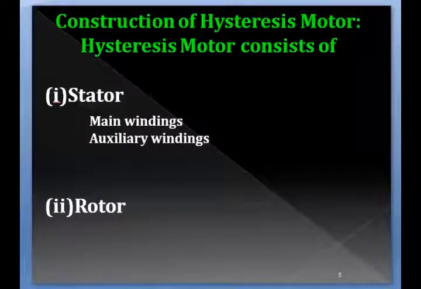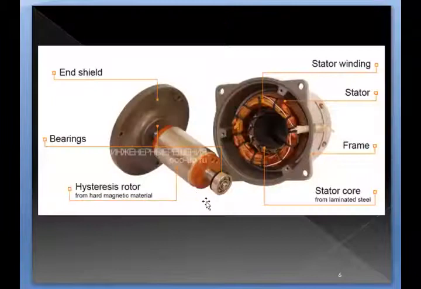It consists mainly of a stator and rotor. Stator has two windings. One is the main winding and the other is the auxiliary winding. In this image, a stator and rotor are shown separately. Stator has winding but rotor has no winding, and it is smooth and cylindrical type.